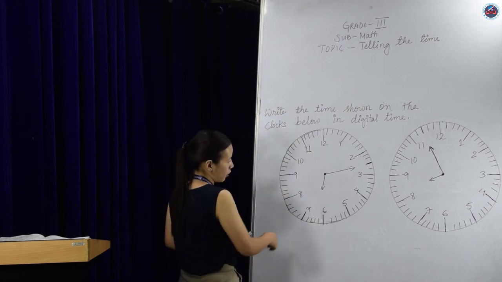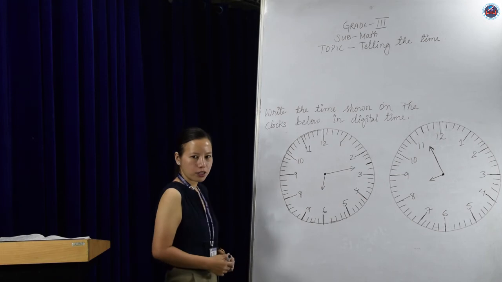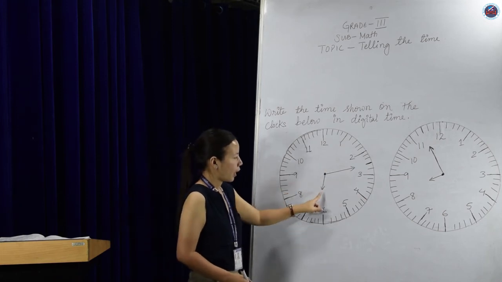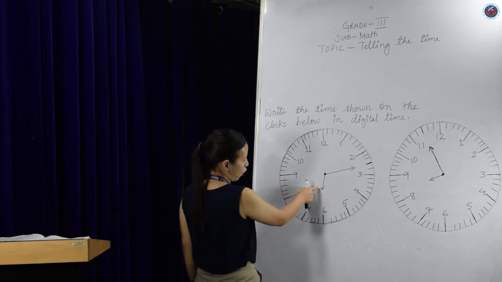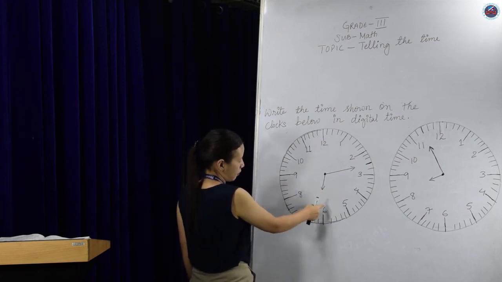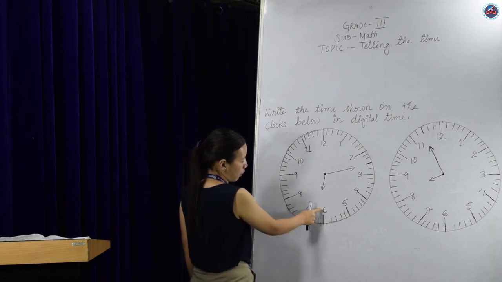Now, here, first, we have to look at the short hand. So, we will look at the short hand now. Now, this short hand is pointing in between 6 and 7. That means the short hand has just passed 6.